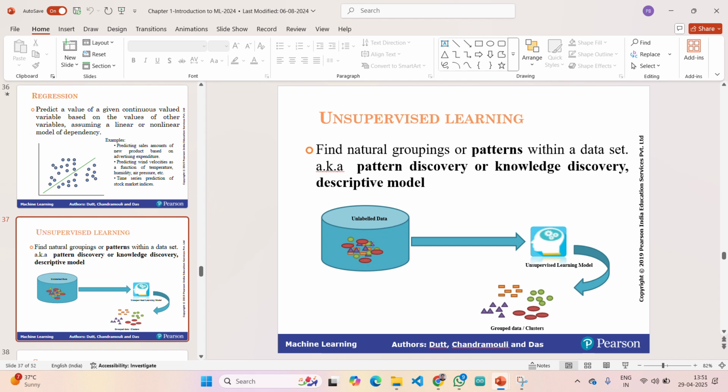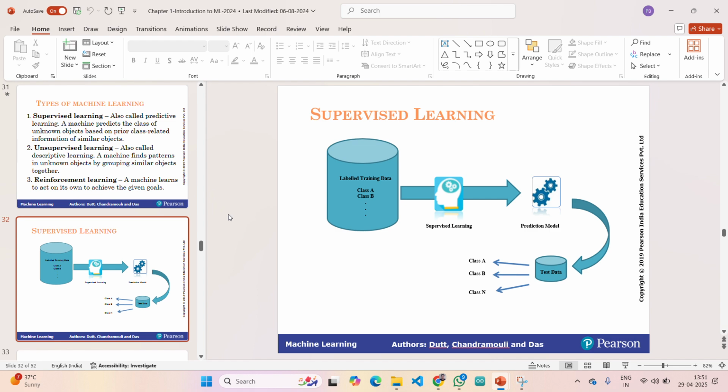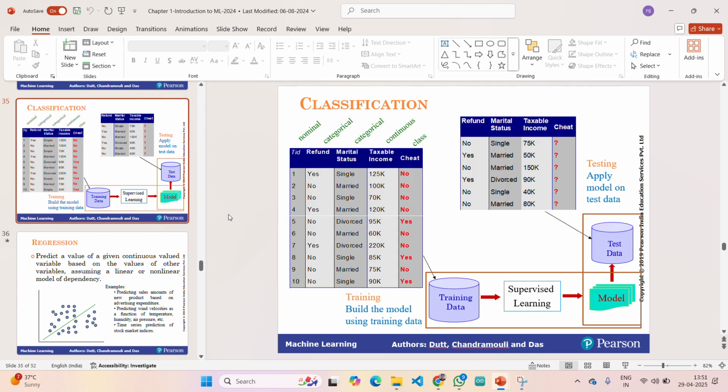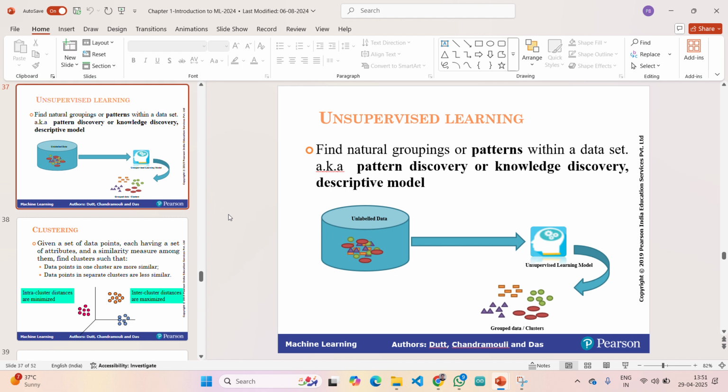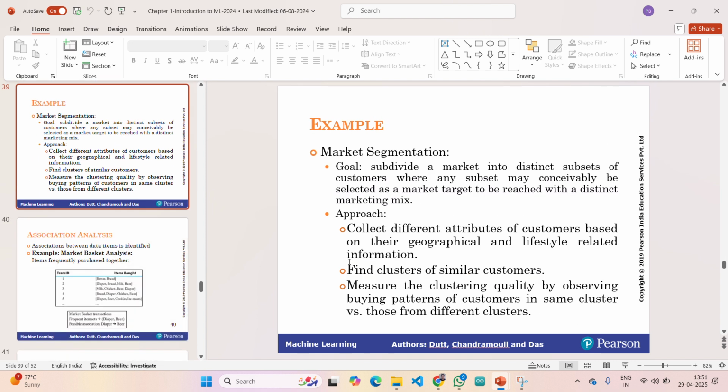And if you observe the diagrams carefully, this is for unsupervised. If you see supervised, here we are going to have a prediction model separately. Here we are just applying the algorithm and we are getting output. That's the difference between supervised and unsupervised. Here data is completely unlabeled. And here, as I told, this is the clustering.